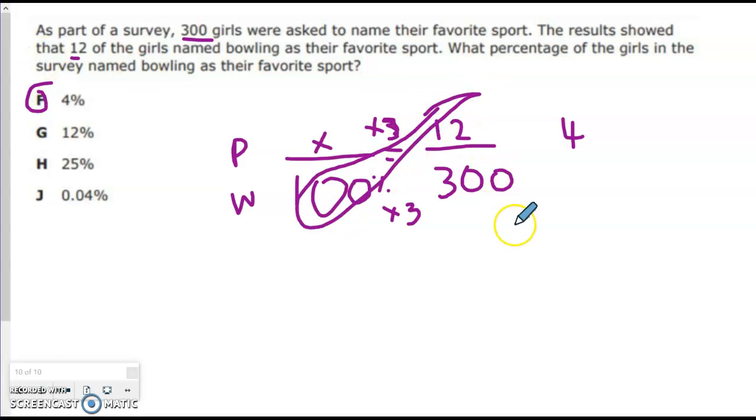You would get 1200 divided by 300. 12 divided by 3 is 4. So 1200 divided by 300. Remember, you can cross off zeros if there's nothing, no decimals or anything behind them. 12 divided by 3 is 4. So you have 4%. And that's the whole quiz.